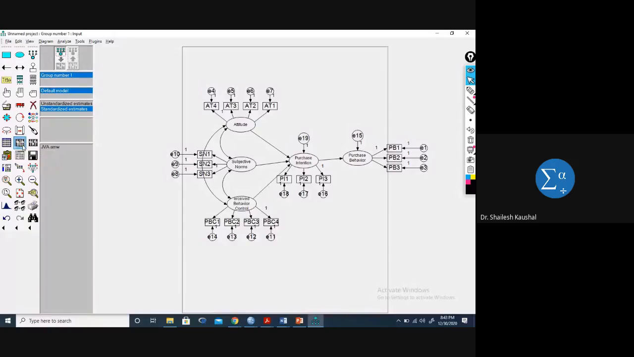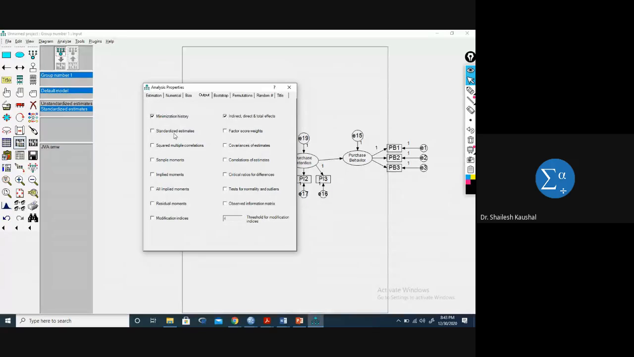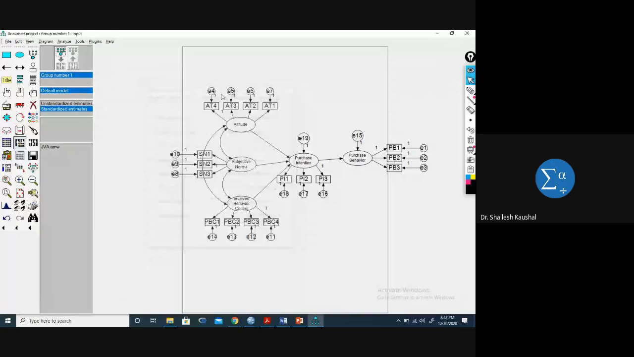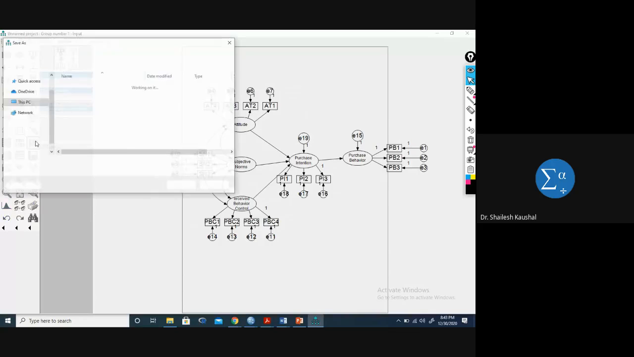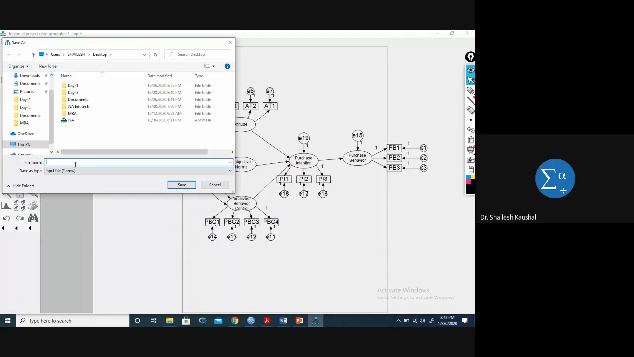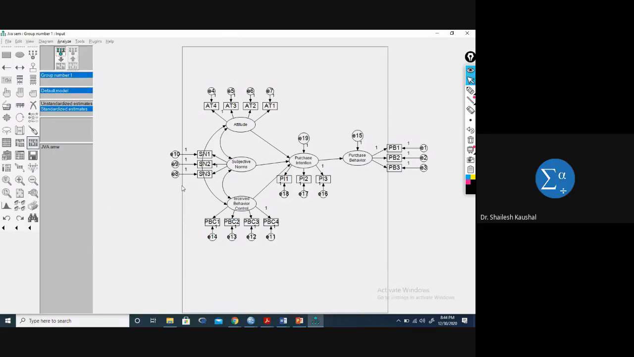Analysis properties, indirect and standardized estimates, and then okay, and after okay, calculate estimates. So here, calculate estimates. I am writing the file name as JVA SEM. And then okay, and after okay, our model has run. See, this model has been run.